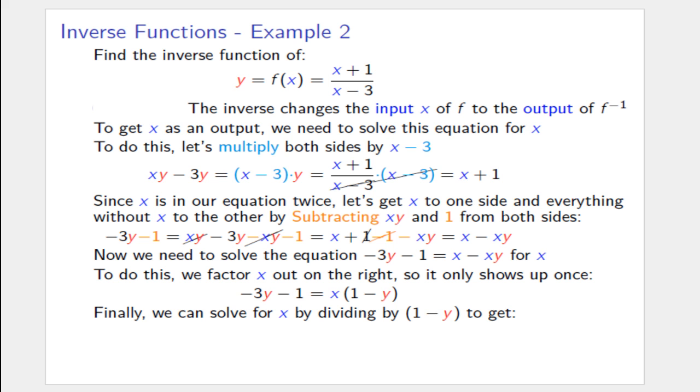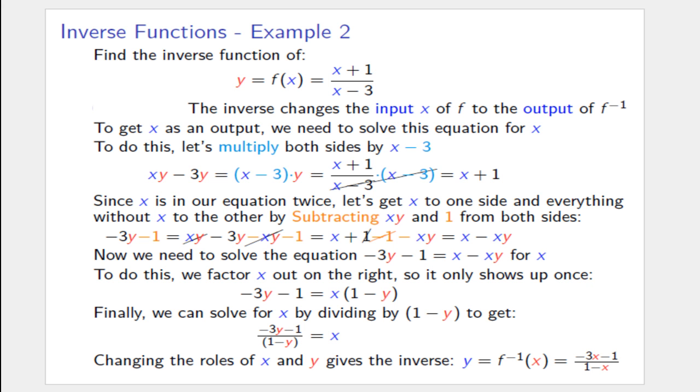Finally, we can solve for x by dividing by 1 minus y on both sides to get that x equals (negative 3y minus 1) over (1 minus y). Lastly, changing the roles of x and y gives our inverse function y equals f inverse of x is (negative 3x minus 1) over (1 minus x).